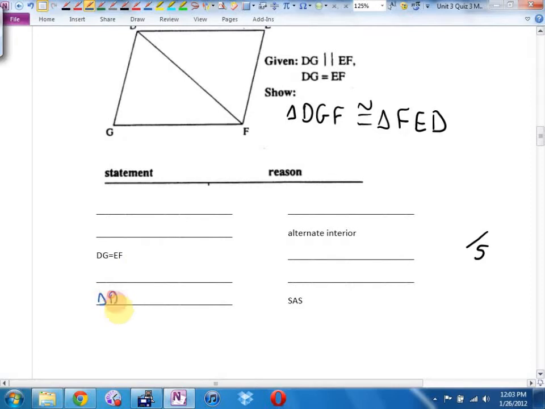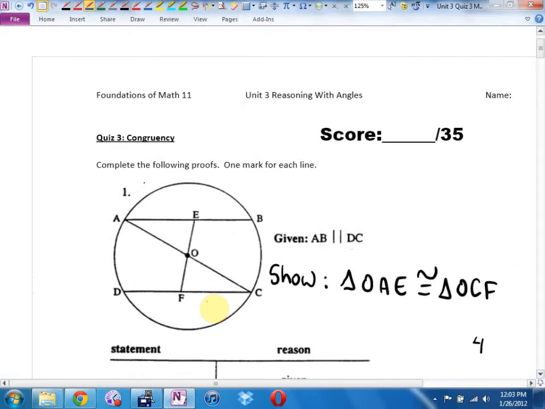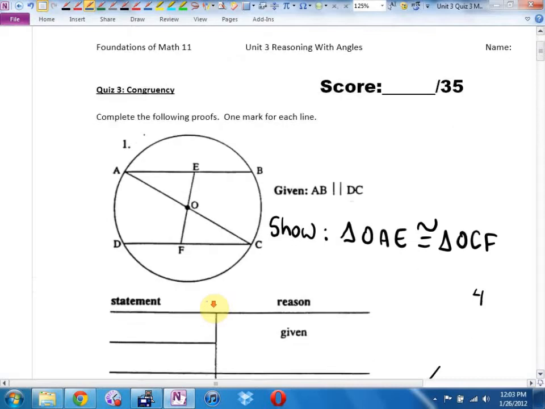Triangle DGF is congruent to triangle FE. Because that's what I was trying to show. Whatever you're trying to show, Jordan, in a proof, that's always your last line and why. Okay? The rest of it is a little more hit and miss. I agree. So let's see.